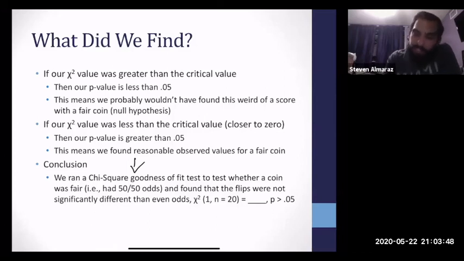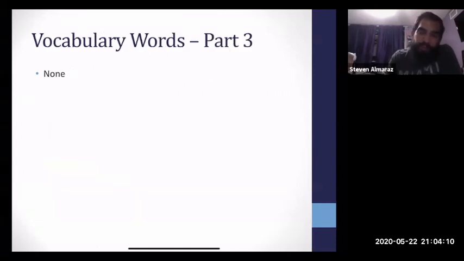Chi-squared with degrees of freedom 1 and sample size of 20 equals 0.2. And our p-value was greater than 0.05 because that's a totally reasonable chi-squared value to get. That's a very small chi-squared value. There is no suggestion that there's a difference between heads and tails here. All right. So that's all for part 3.